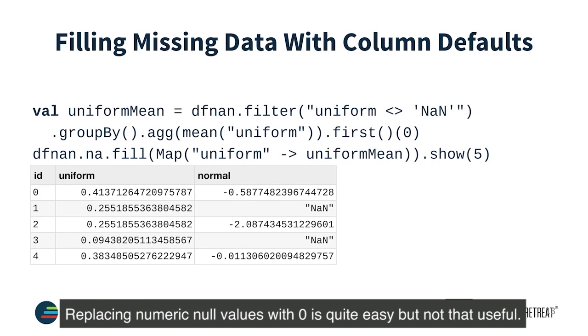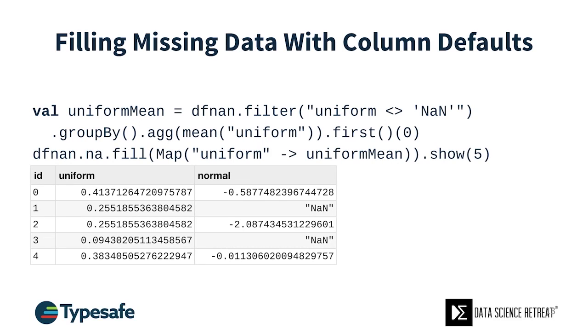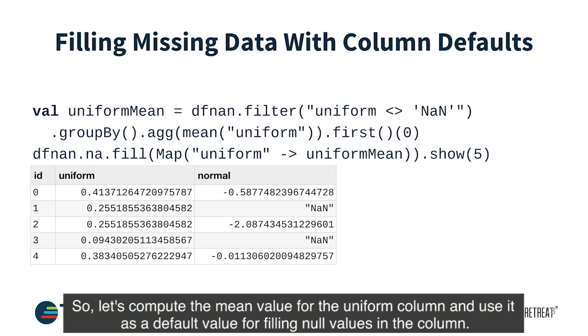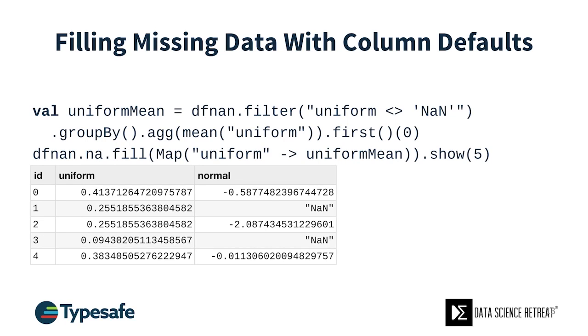Replacing numeric null values with 0 is quite easy, but not that useful. A much more common operation is to replace null values in a given column with a more meaningful value, say its corresponding mean. So let's compute the mean value for the uniform column and use it as a default value for filling null values in the column.